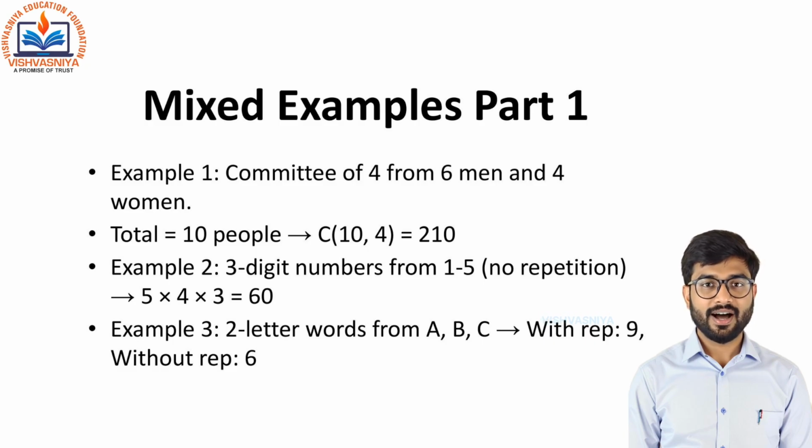Example 2. How many 3-digit numbers can be formed using digits 1 to 5 with no repetition? First digit 5 choices, second 4 choices, third 3 choices. Total equals 5 times 4 times 3 equals 60.